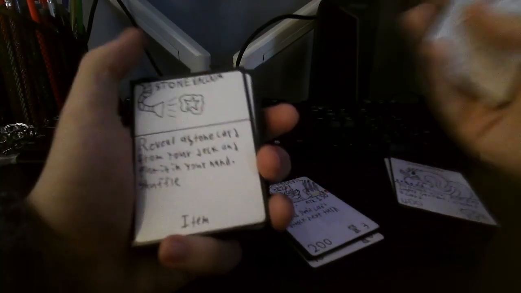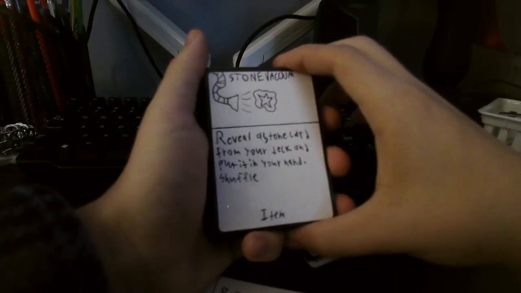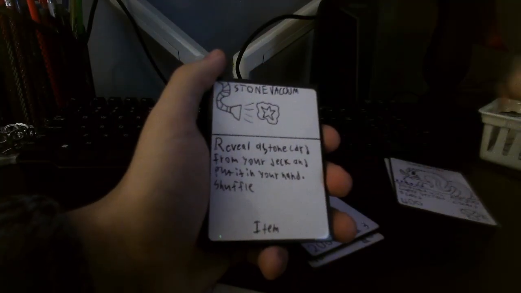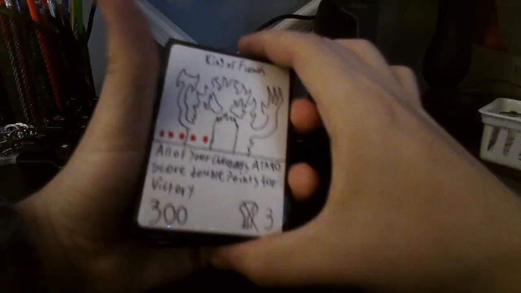Other than that, Stone Vacuum is the other staple I was going to talk about, because Stone Vacuum lets you reveal a stone card from your deck. You basically search for a stone card and you get a free one. There's 4 of those in this deck. And there's other cards as well, of course. But that is basically that. That's basically this deck.